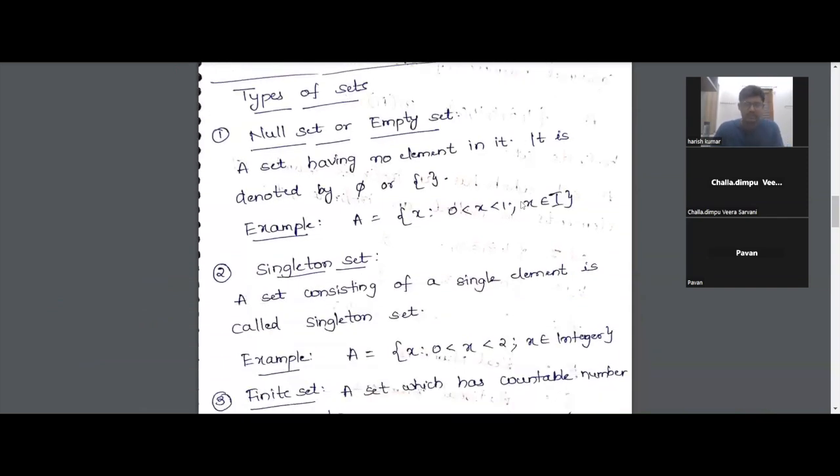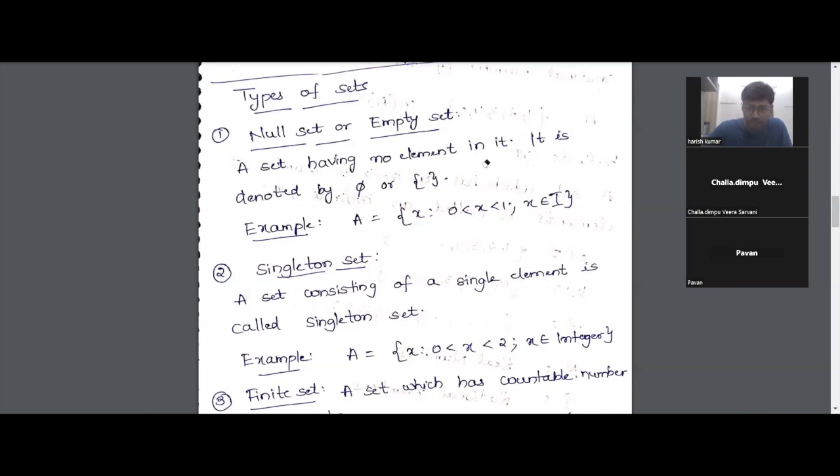So, types of sets. Null set or empty set: a set having no element is your empty set or null set, and this is how we represent it. Two representations, very important, you should remember them. What is the example? The set of x such that 0 less than x less than 1, where x is an integer. There can't be any integer lying between 0 and 1, so this is an empty set.